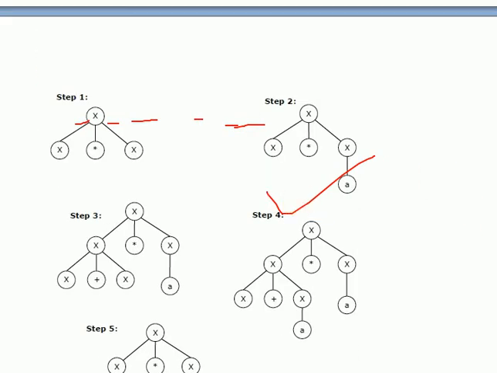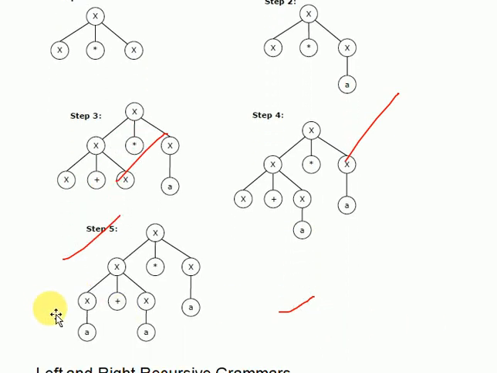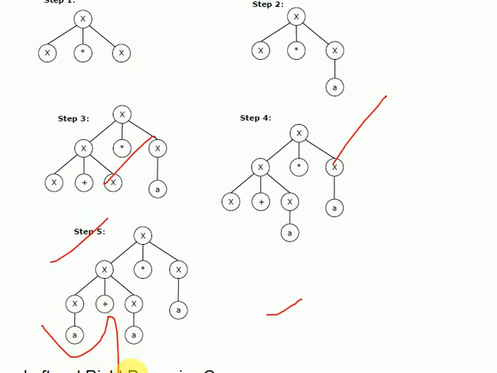I will draw it. Again x star x, and the rightmost tree is expanded first. Then we will move on to the left, right to left. Again in this case, the right x is expanded in the left part. And finally we get the string a.